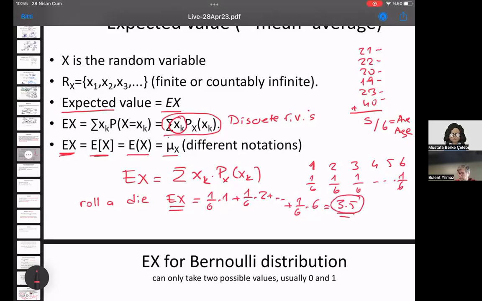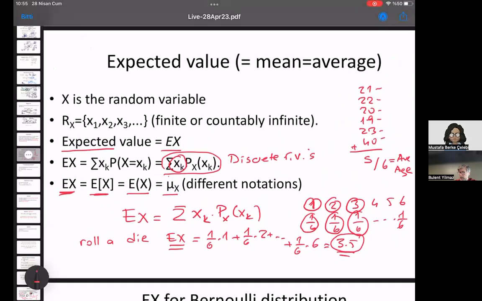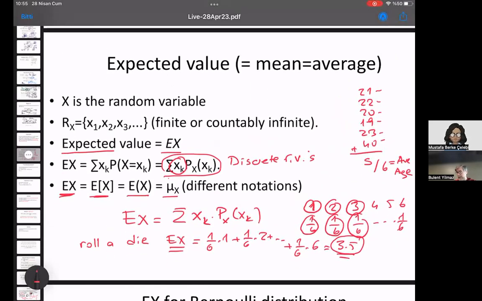How did I find it? The value times probability. For example, if I have a class with 50 students, and 30 of them passed the class and 20 of them failed, what is the expected value for this random experiment?